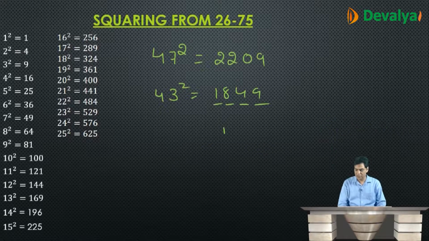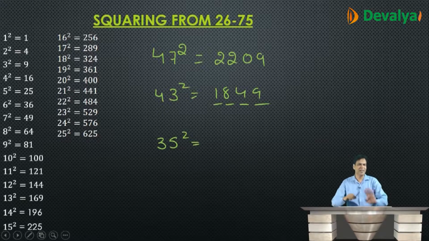Let's calculate the square of 35 by using this method. Otherwise, there is another method to calculate the square of 35, that would be 1225 very easily, but we will discuss it later. Now we are going to discuss only this way. So 35 square would be, how are we supposed to calculate it?